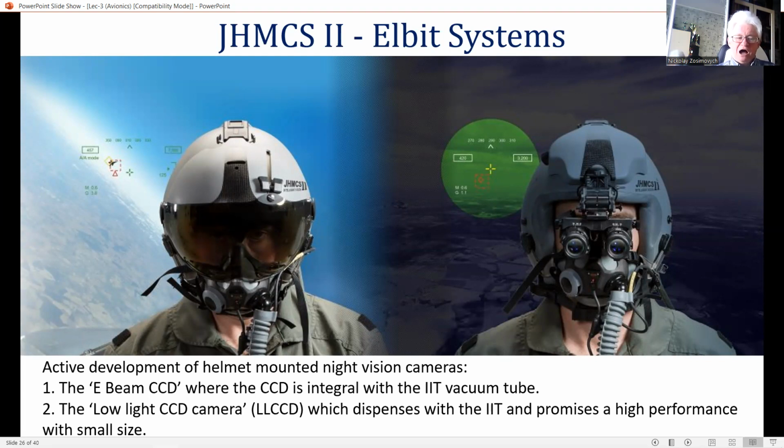Two developments are, first, the E-beam CCD, where the CCD is integral with the IIT vacuum tube. And second, the low light CCD camera, which dispenses with the IIT and promises a high performance with small size. It is likely to supersede the other night vision cameras when it is fully developed.